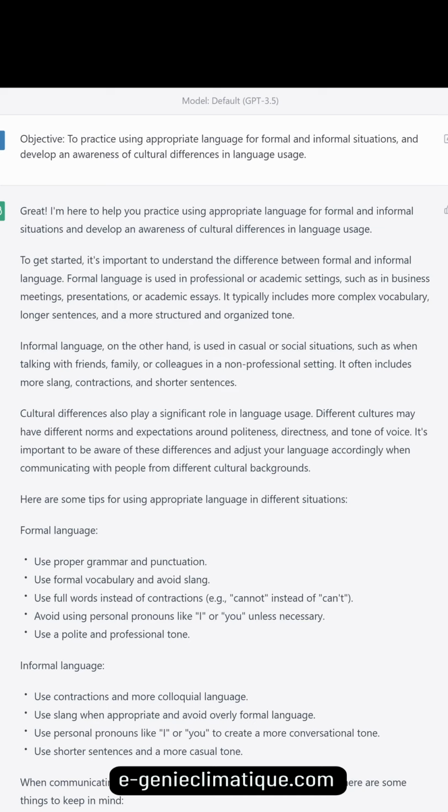Formal language. Use proper grammar and punctuation. Use formal vocabulary and avoid slang. Use full words instead of contractions, e.g., cannot instead of can't. Avoid using personal pronouns like I or you unless necessary. Use a polite and professional tone.